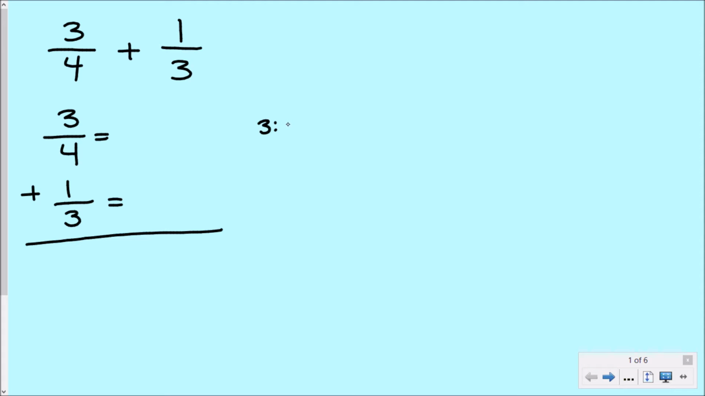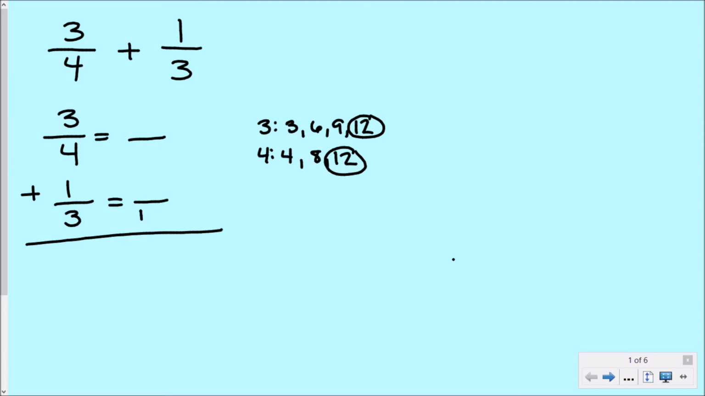So the multiples of 3 are 3, 6, 9, 12. Now, the list of multiples for any number goes on infinitely, but I'm going to stop at 12 because I know that 12 is the fourth multiple of 3. Now I'm going to list the multiples of 4, which are 4, 8, and 12. Again, the multiples of any number go on infinitely, but I already noticed that I have a common multiple, and that is 12. 12 is going to be our least common multiple.